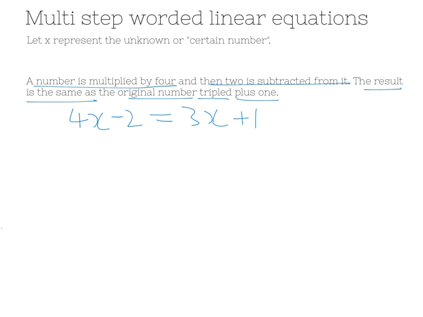We now move the x's to the left by subtracting 3x from both sides. We move the negative 2 to the right by adding 2 to both sides. So we now have 4x minus 3x is x, minus 2 plus 2 is 0, 3x minus 3x is 0, 1 plus 2 is 3. So x is 3.